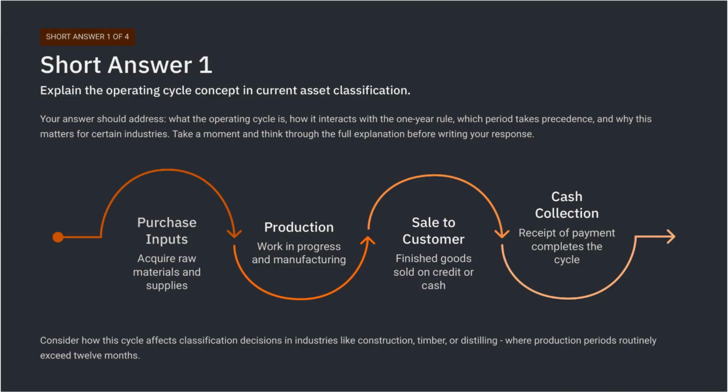Now we move to the short answer section. Short answer 1 asks you to explain the operating cycle concept in current asset classification. This is not a one-line definition question. A strong answer should explain what the operating cycle is, how it interacts with the one-year rule, which period takes precedence, and why this matters for industries with long production or collection cycles. Build your answer in 4 points: definition, rule, longer period test, and industry relevance.